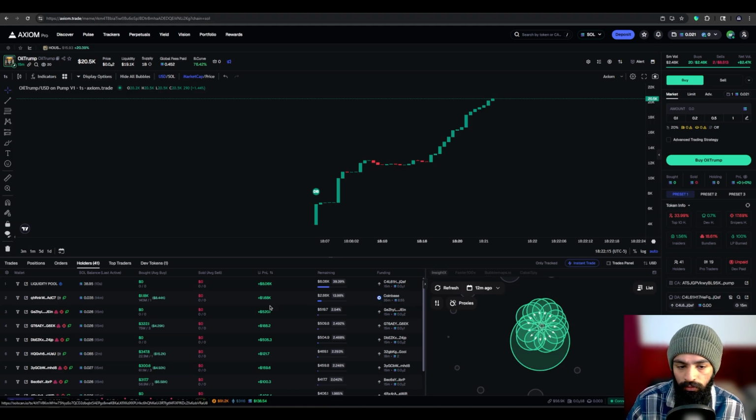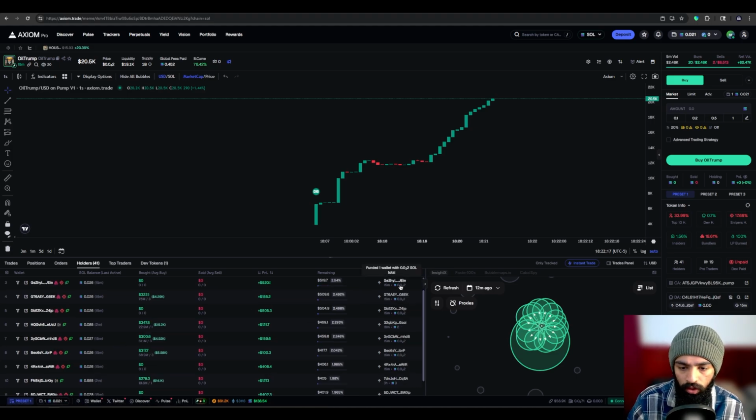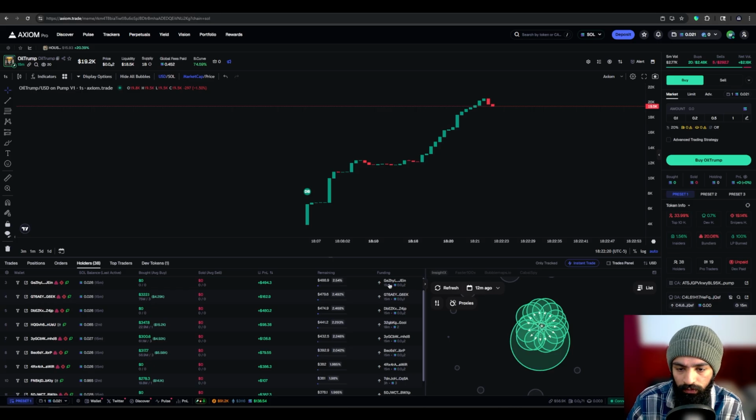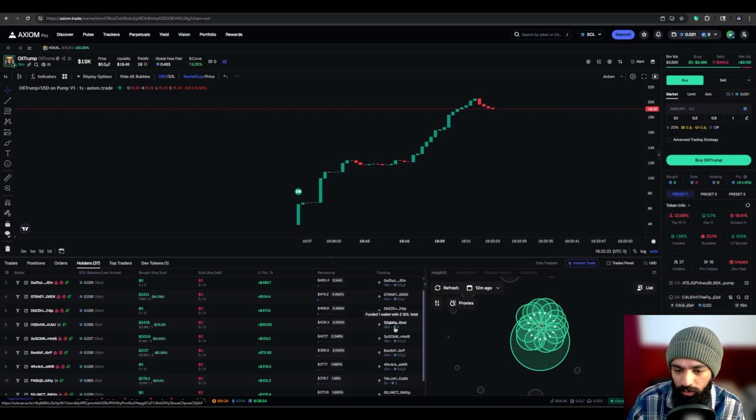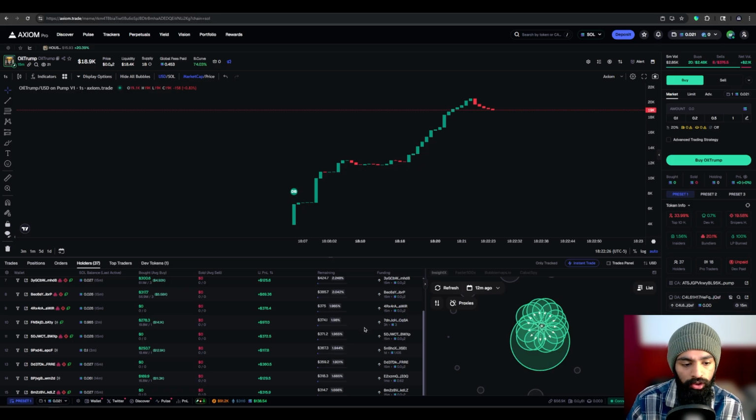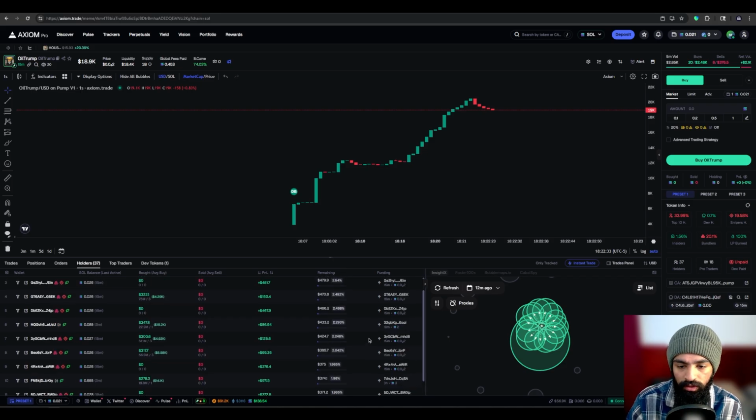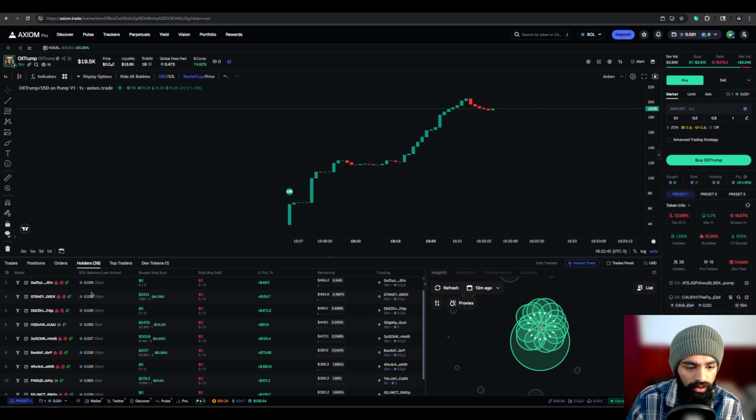So if we look at these top holders, we could see all their wallet ages are very fishy. 15 minutes, 15 minutes, 15 minutes, 18 minutes, 15. So we see a lot of wallets that were just funded 15 minutes ago, which is again very fishy, because normally you wouldn't see this many people with the same wallet age funded almost the same amount. We could see their SOL balance is very similar, less than 0.1 SOL on every single wallet.